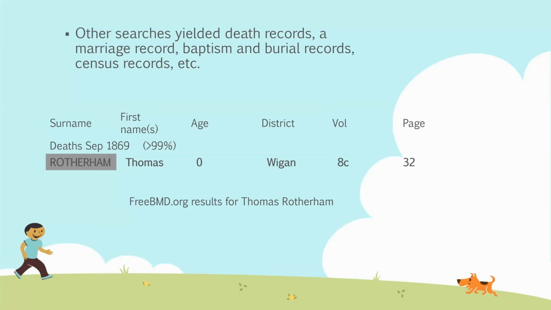Okay, so on other searches I did, and I did a bunch of other searches. I didn't just do those. I found death records. I found 1 marriage record for one of the kids. I found baptism and burial records. I found census records, and so on and so on. So there were records. They just had not been found when I first did the tree. So these are the FreeBMD results for Thomas Rotherham, who was born in 1869, and this is his death.